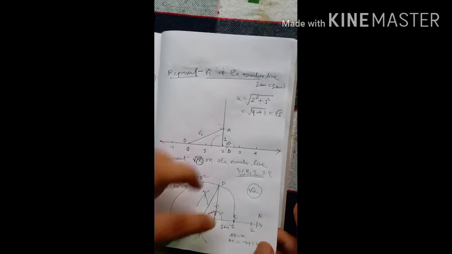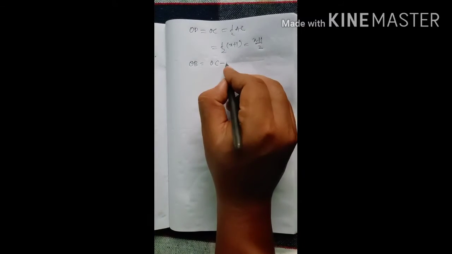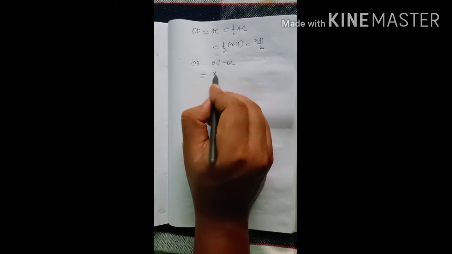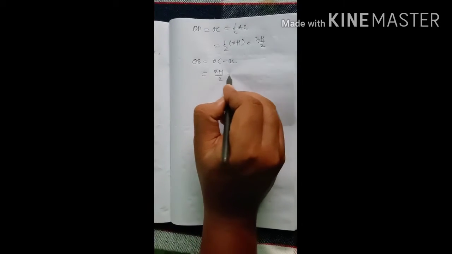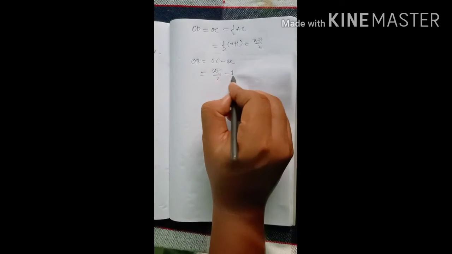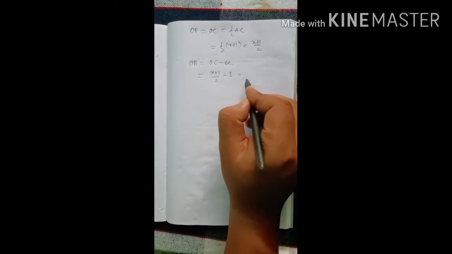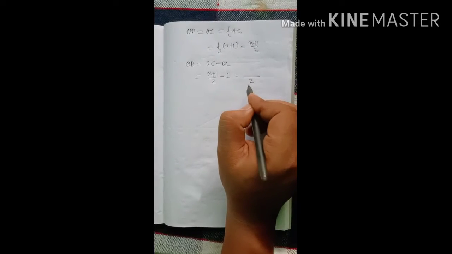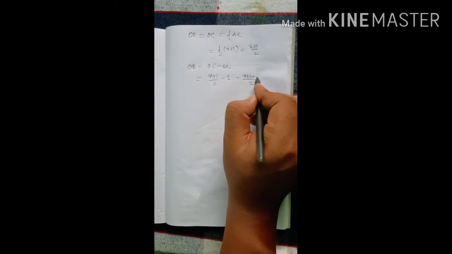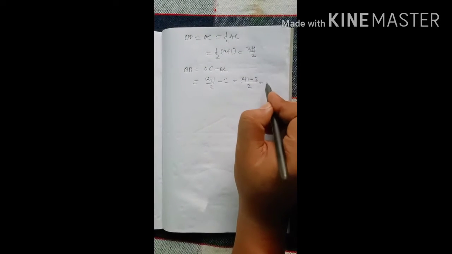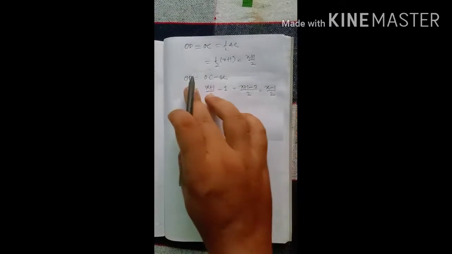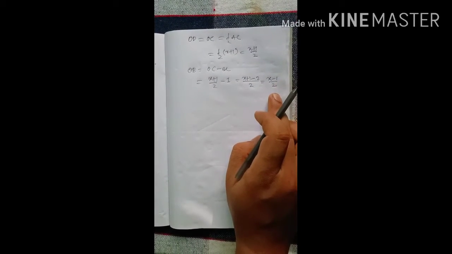OC minus BC. The value of OC is x plus 1 by 2, minus the value of BC, which is 1 unit. So in place of it I will write 1. Then here we will take the LCM. Here x plus 1 minus 2 into 1, that is 2. It will be x plus 1 minus 2, which is x minus 1 divided by 2. So the value of OB is equal to x minus 1 by 2.